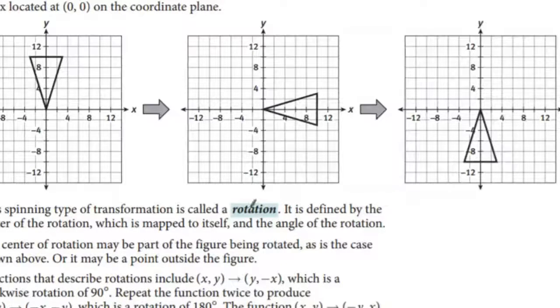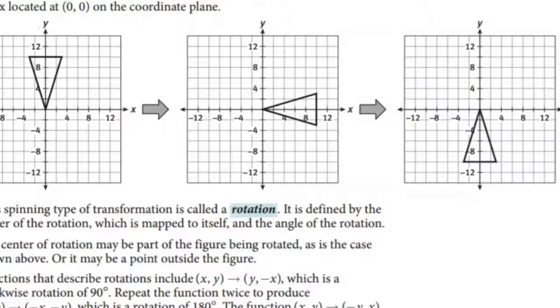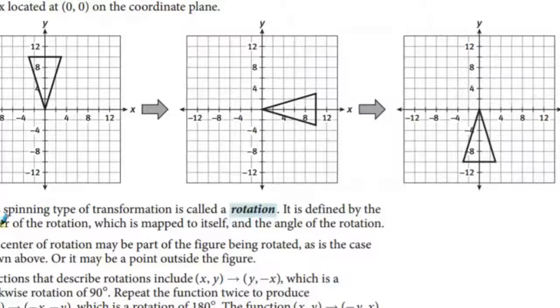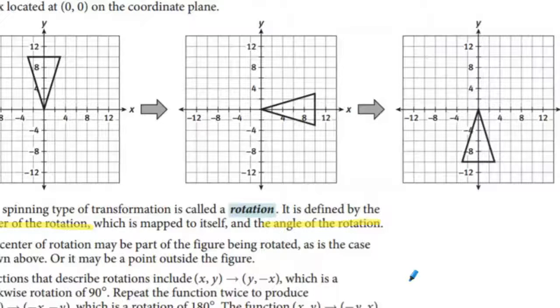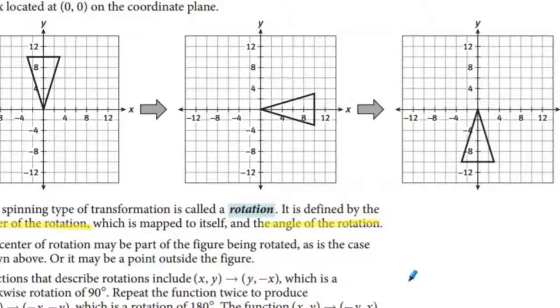It is defined by the center of rotation, which is mapped to itself, and the angle of the rotation. Please highlight or underline that. So two things that you need for a rotation: you need to know its center, and you need to know its angle. The center of rotation may be part of the figure being rotated, as in the case shown above, or it can be a point outside the figure.